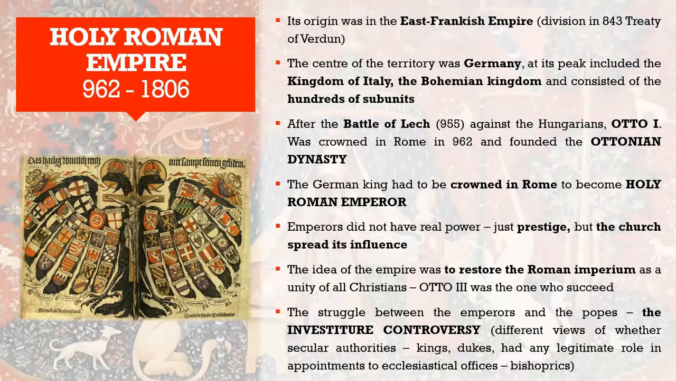Now, you might wonder why it was called the Holy Roman Empire when it was actually Germany or the East Frankish Empire. And now you're about to find out. So after the Battle of Lech that happened in the half of the 10th century, and it was between the East Frankish Empire and the Hungarians, Otto I was crowned in Rome in 962 and he founded the Ottonian dynasty.